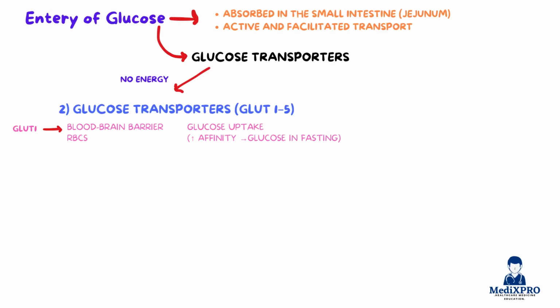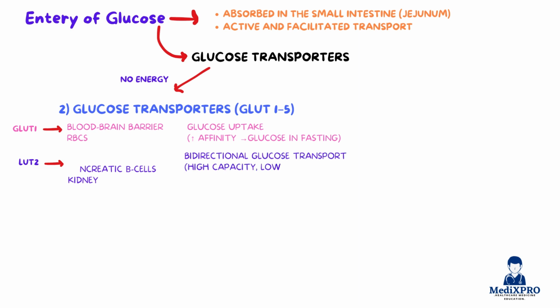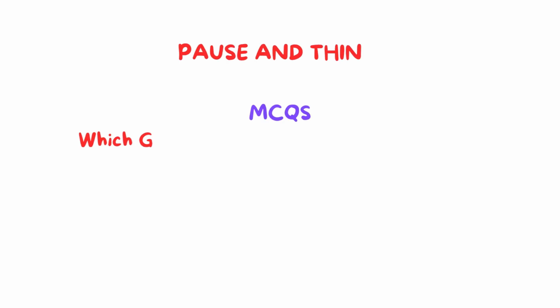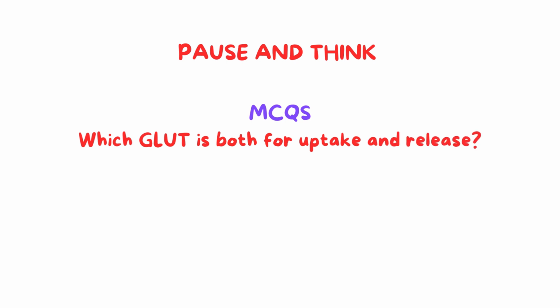Next is GLUT2, found in the liver, kidneys, pancreatic beta cells, and the small intestine. It's bidirectional, allowing glucose to move in and out of cells. Its job is to help regulate blood glucose, especially after meals. A common SEQ might ask you to explain how GLUT2 plays a role in glucose sensing by pancreatic beta cells. Pause and think. Which GLUT is both for uptake and release?